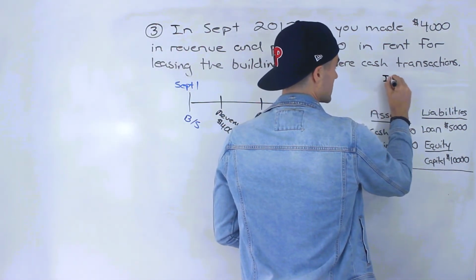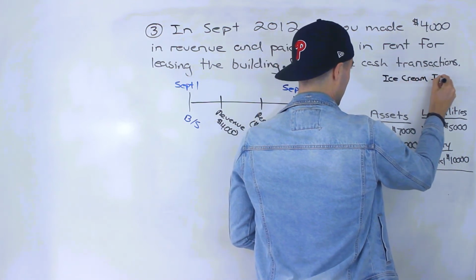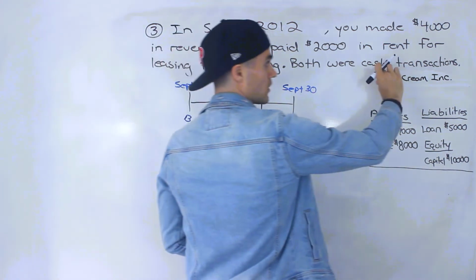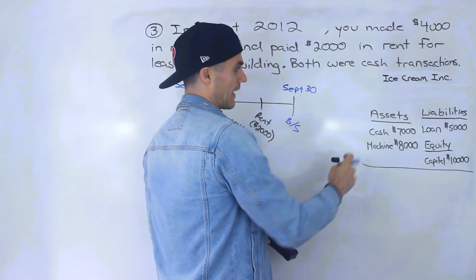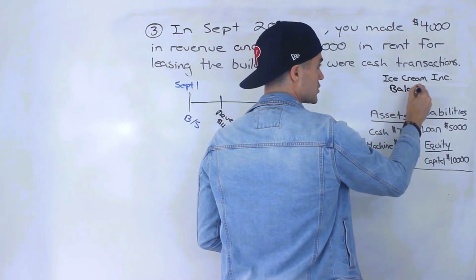And so if we were to add titles to this, let's say that your company, let's pick a simple name. Let's say it's called Ice Cream Incorporated. Right? This is where the company name would go. And then we want to specify that it's a balance sheet. So we would write balance sheet over here.